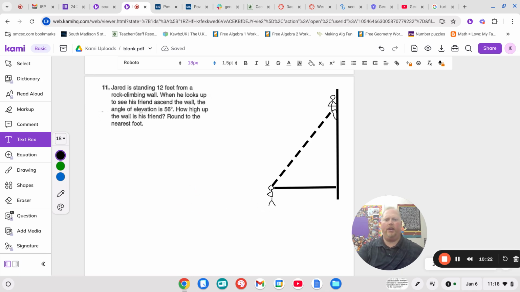Next question. We got Jared and his friend. His friend's up climbing on the rock wall. Jared's down here looking at him. Says Jared is 12 feet from the rock climbing wall. We can go ahead and put that in there. When he looks up and sees his friend ascend the wall, an angle of elevation of 56. And how high up the wall is his friend? So that's what we're looking for, that vertical distance.